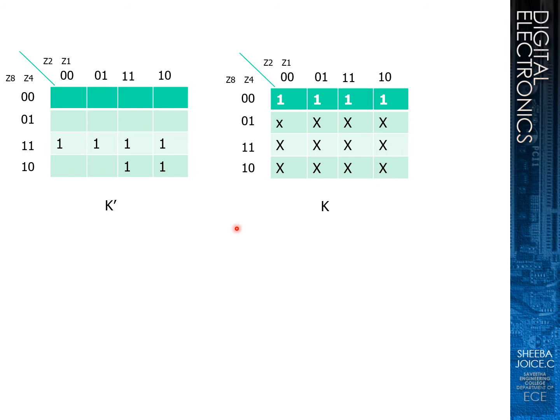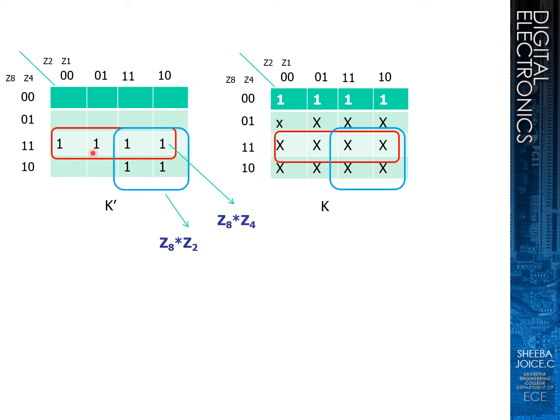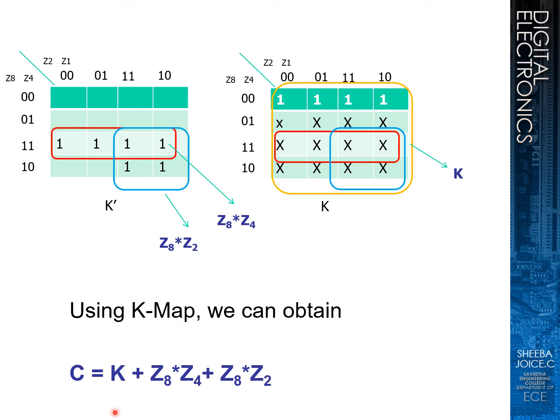Then we start grouping it. Once we group it, we can see these two squares can be grouped. So we get Z8 Z2. Again we can see that these 8 ones and don't cares can be grouped and so we get Z8 Z4. And finally we can combine all these together for an expression of C. So the final expression for C we get as C equals K plus Z8 Z4 plus Z8 Z2.